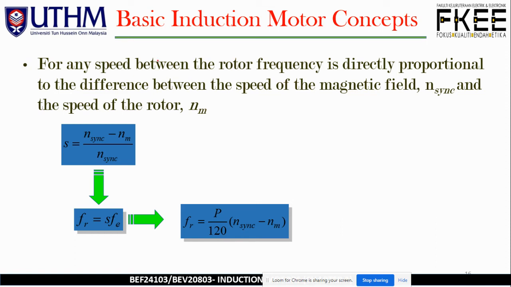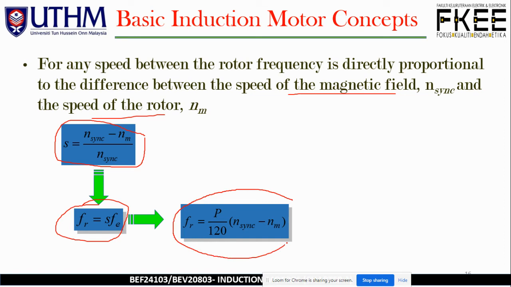So for any speed, the rotor frequency is directly proportional to the difference between the speed of the magnetic field, the synchronous speed, and the speed of the rotor, Nm. So again, this is the equation S equal to (Nsync minus Nm) over Nsync. So now we have this relationship where Fr equal to S Fe, and finally we are able to come out with this final relationship where Fr equal to P over 120 times (Nsync minus Nm).